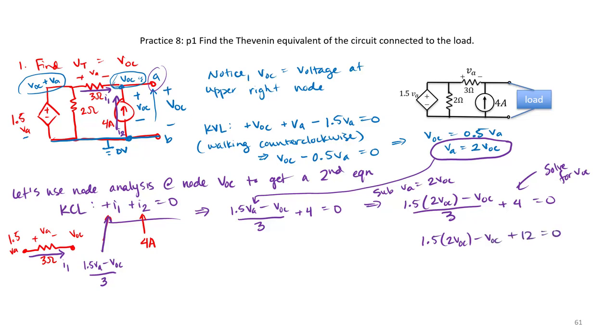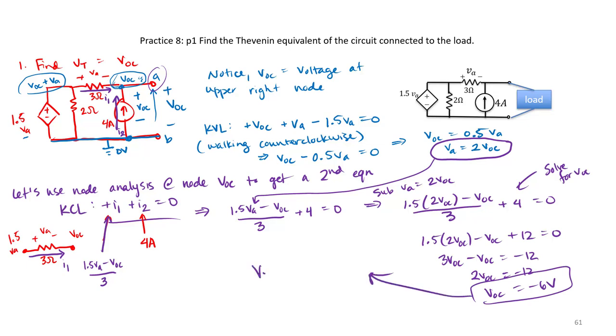We get that. And so I get 3 VOC minus VOC equals negative 12. 2 VOC is negative 12. So I get VOC is negative 6 volts. That means that my Thevenin voltage is negative 6 volts. So that's the first part of our Thevenin equivalent.